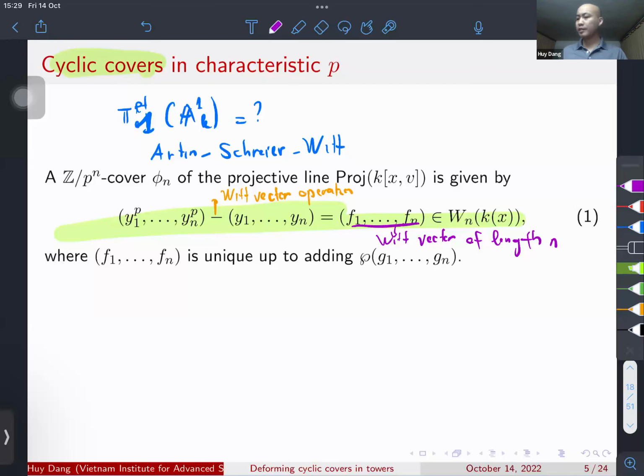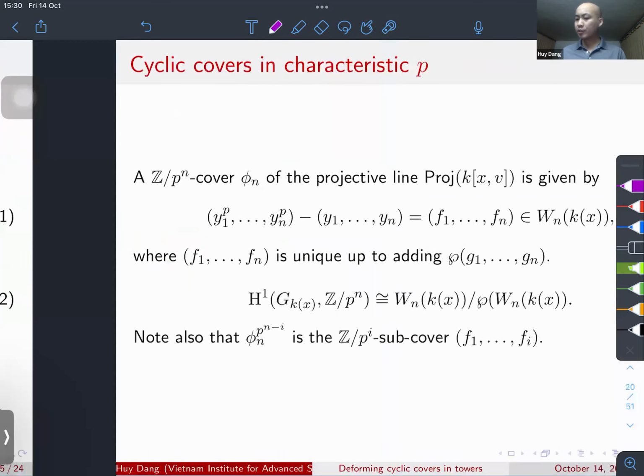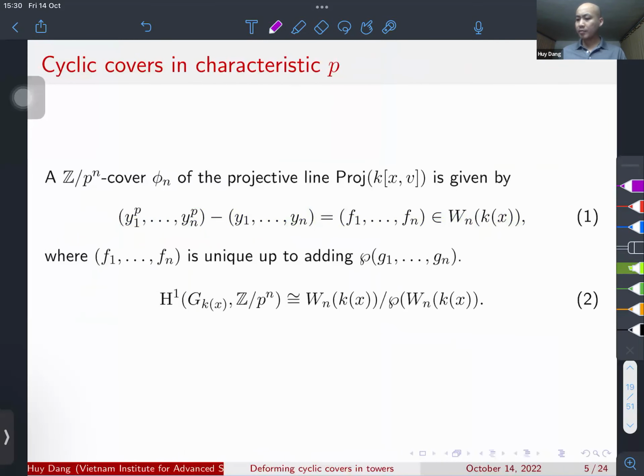And even just a little bit technical, the right-hand side is unique up to adding something like this, where this is just the Weierstrass operation, the Frobenius minus the identity. Whatever it is, it's not too important. So where do these things come from?